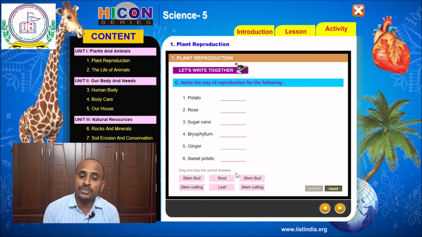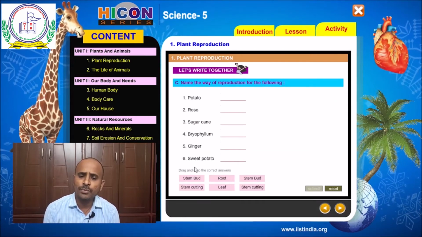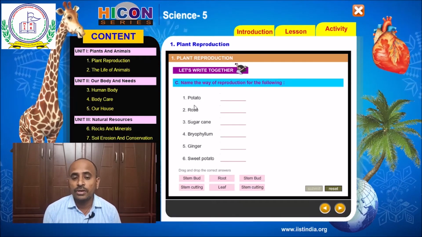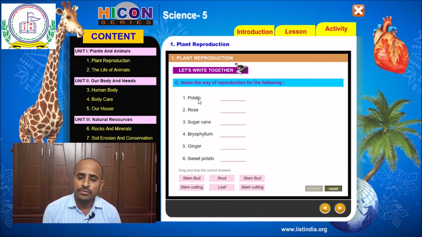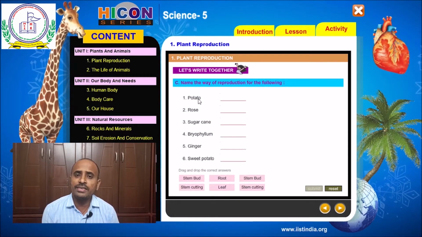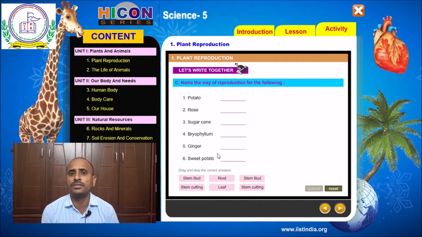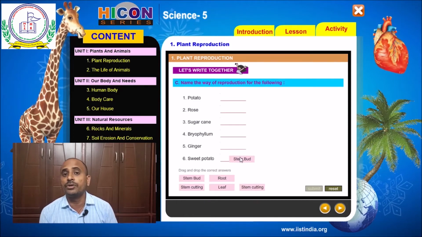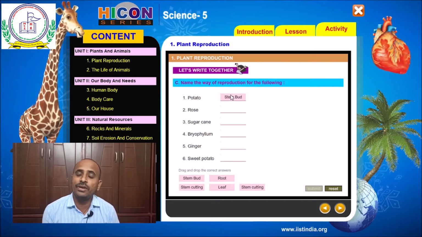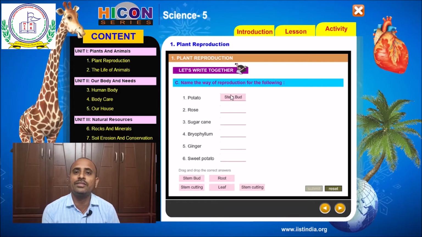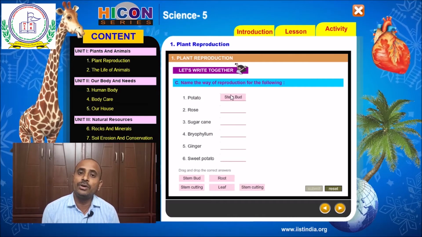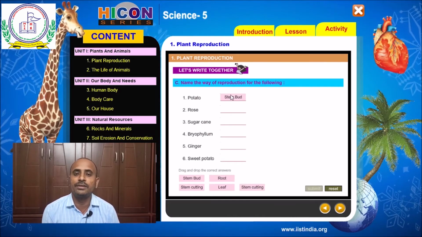Read the first one, potato plant. So in what way can potato plant reproduce? So potato plant can reproduce with the help of stem bud, because potato has small buds on its surface. Each bud produces a new potato plant. So if we cut the bud and plant it inside the soil, then we will get a new potato plant. So potato will reproduce by the way of stem bud.